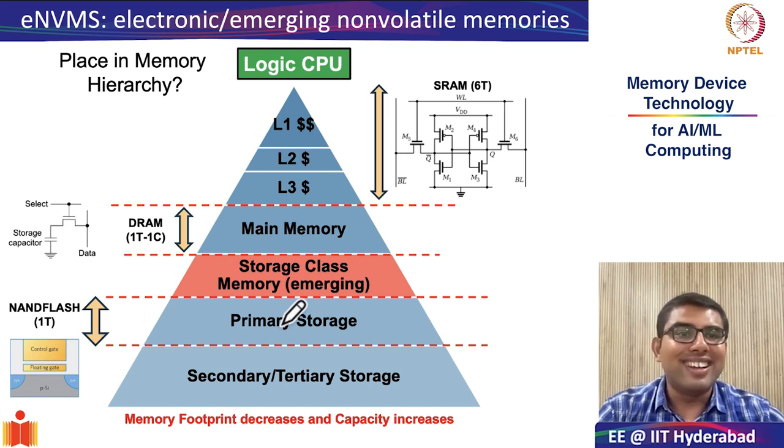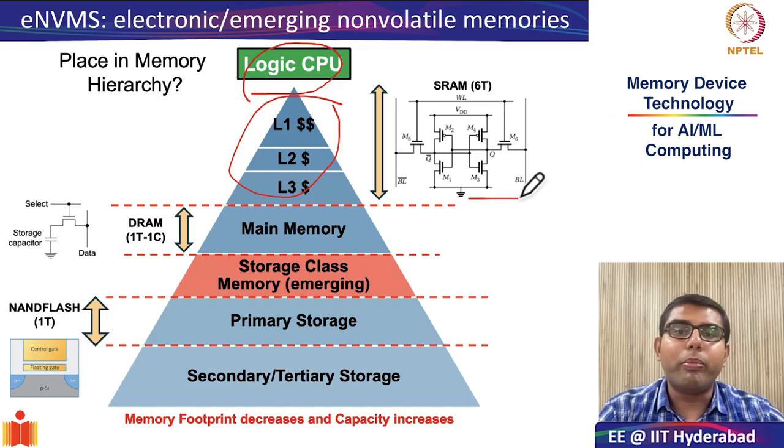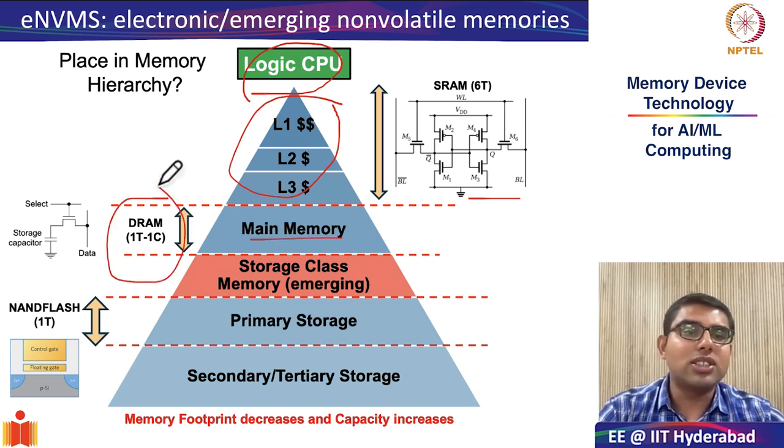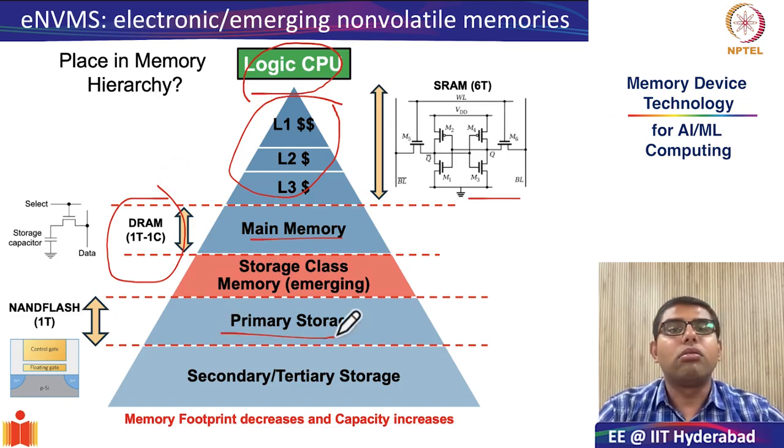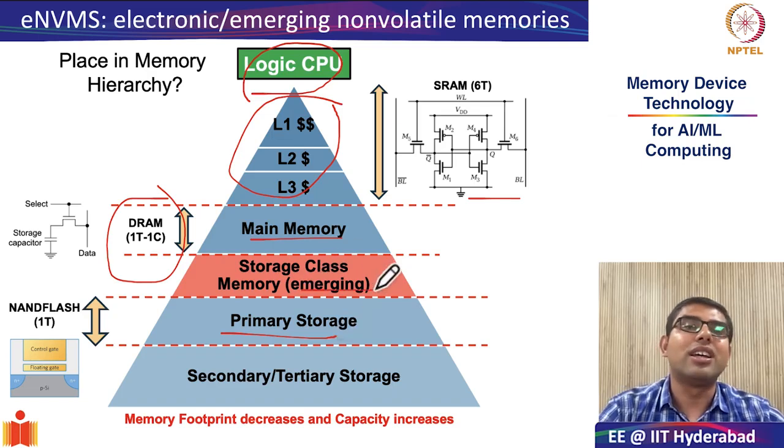Before we start any module, we generally look at the devices that we are going to look at. Where will they actually be placed in the memory hierarchy? Remember, this was your pyramidal memory hierarchy with your CPU logic subsystem right on top, closely followed by your L1, L2 and L3 caches, which are made by your 6T high performance SRAM cells, followed by your main memory, right? So your main memory was your DRAM arrays, which had at its cell level 1T, 1C. In traditional computational systems, there is nothing called storage class memory. That's why I have written it is emerging.